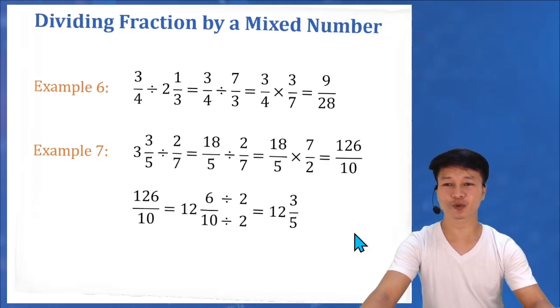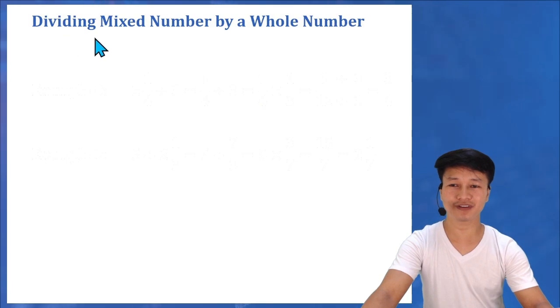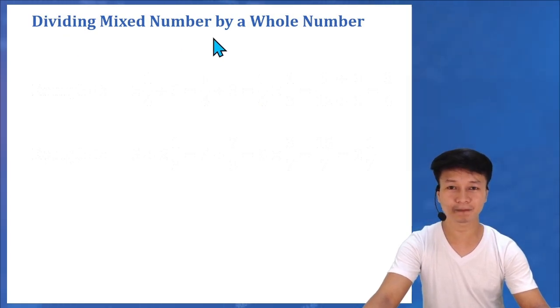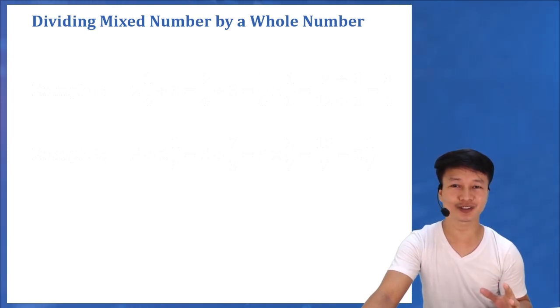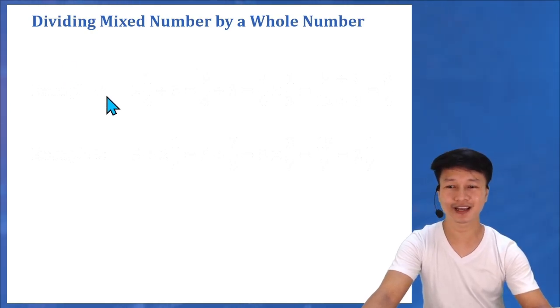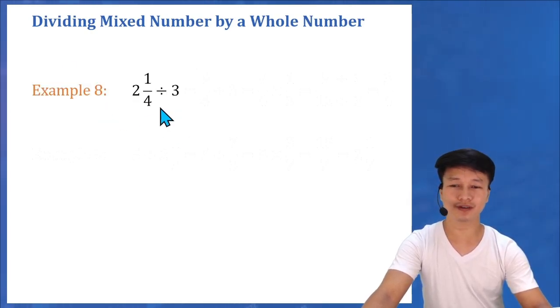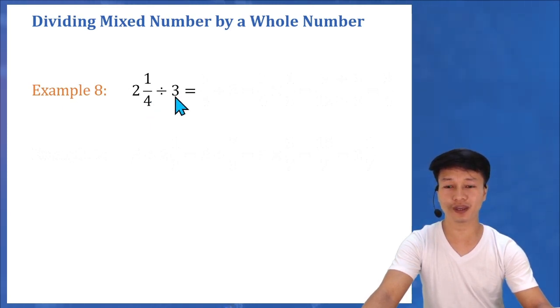Okay, let's take another situation. Suppose we are going to divide a mixed number by a whole number. Okay, what are we going to do? Again, first thing you are going to consider is to convert first the mixed number into an improper fraction before anything else. So example number 8, we have 2 and 1/4 divided by 3. And again, we are going to convert 2 and 1/4 into its equivalent improper fraction. So 4 times 2 is 8 plus 1 is 9. So it is 9 over the denominator of the given fraction, that is 4, divided by 3.